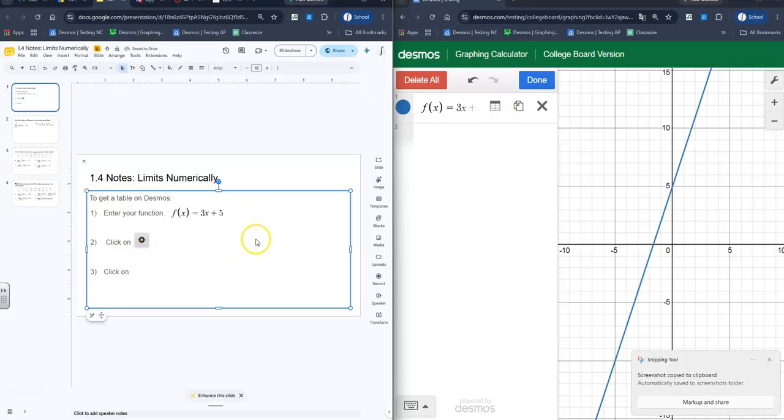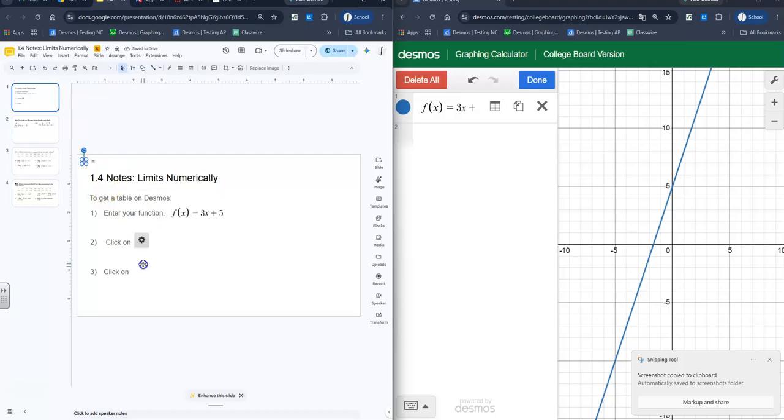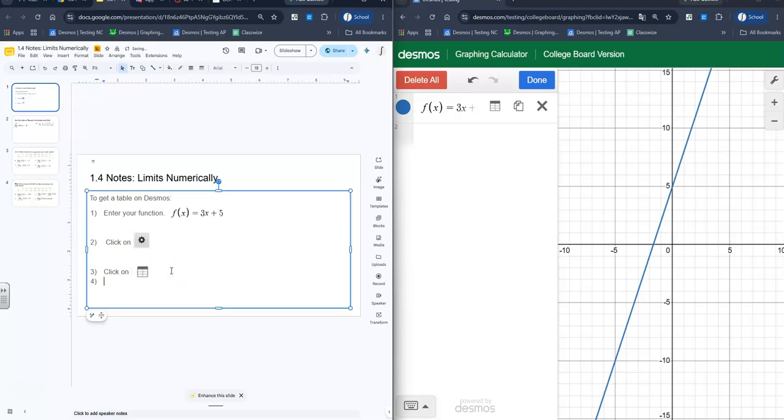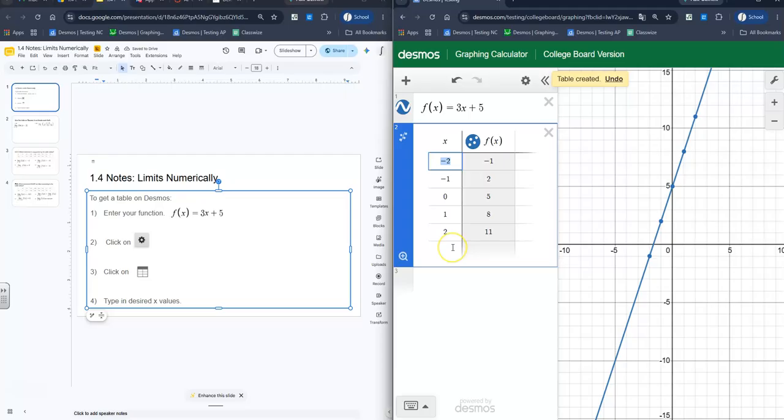Oh, there it is for this one. And then we will type in desired x values. So you want to click that. It's going to come up with a table. It will automatically do -2, -1, 0, 1, 2. That's its default. But for what we're going to do, we're going to need different numbers. So if I want to plug in 8, I just plug in 8. And I can go down 9, 10, 11, 12. You know, whatever numbers you need.